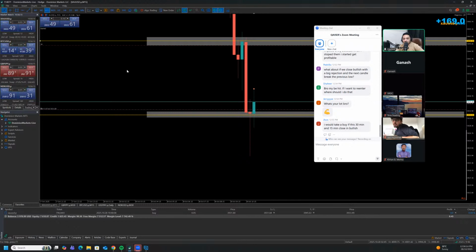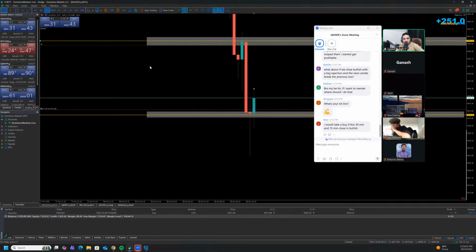I would take a buy if this 30-minute and 50-minute close bullish. That makes sense. That totally makes sense, if you have a bias for buys, if you are ready for support to give some kind of a bullish candle.